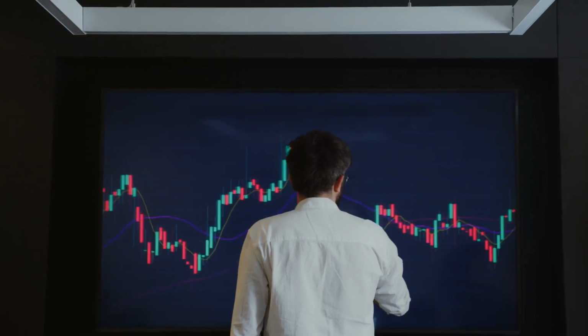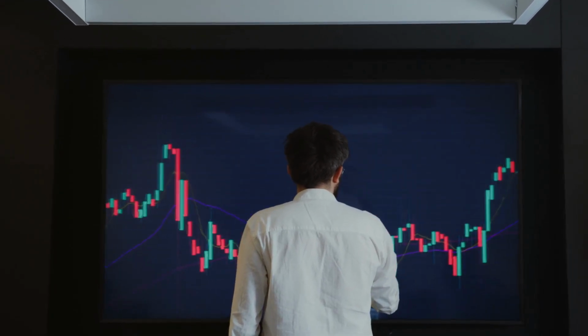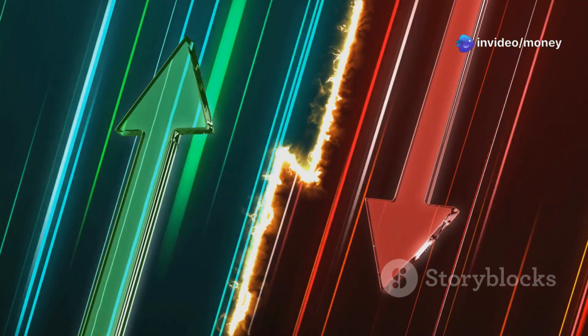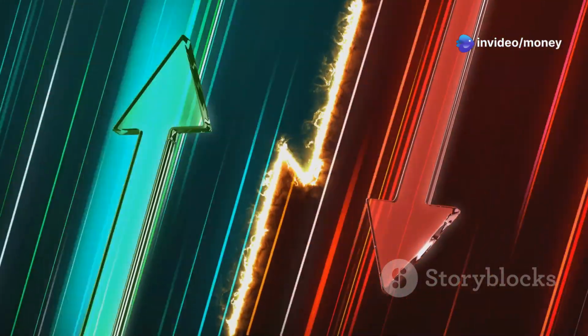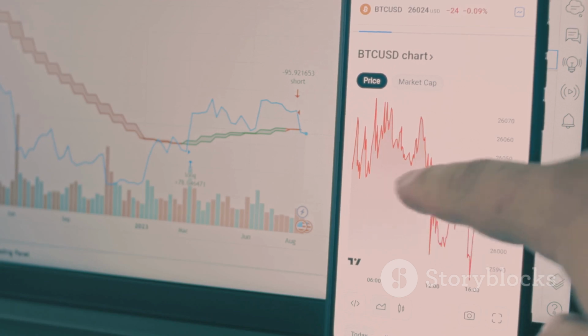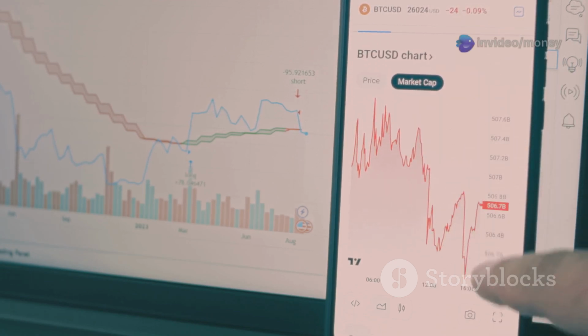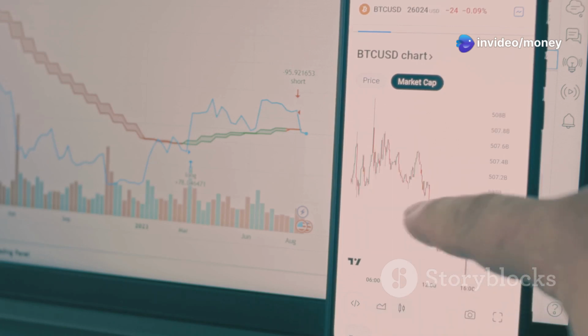The 3 white soldiers pattern is a bullish reversal or continuation pattern that signals undeniable strength. It consists of 3 consecutive long-bodied bullish candles, each closing progressively higher than the last. Ideally, each candle should also open within the real body of the previous candle and close near its high, indicating that buyers are in control throughout each session with minimal selling pressure.